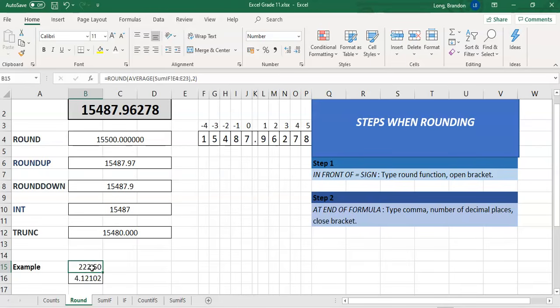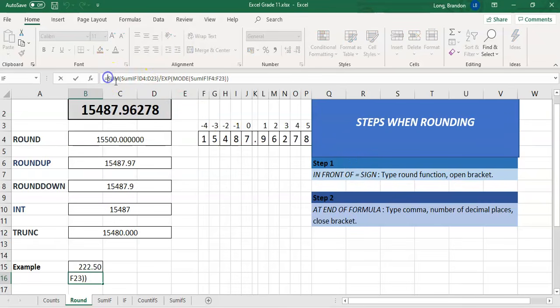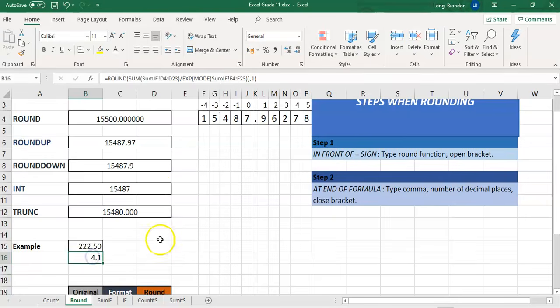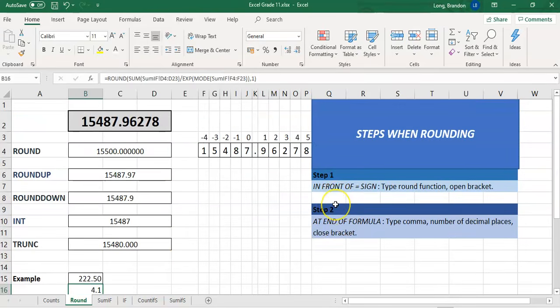Let's try it again on this formula over here. It's some sort of complicated formula. What must we do? In front of the equal to sign, you go round open bracket. If you want to round to 1 decimal place, then the second step is go to the end, comma, the number of decimal places, which is 1, and then close bracket. So that's my suggestion to you whenever you are wanting to round. Follow those 2 steps and you should be able to get it right every single time.